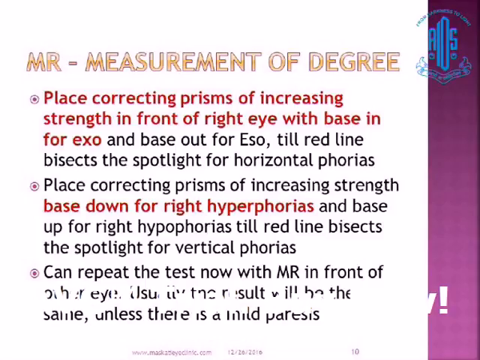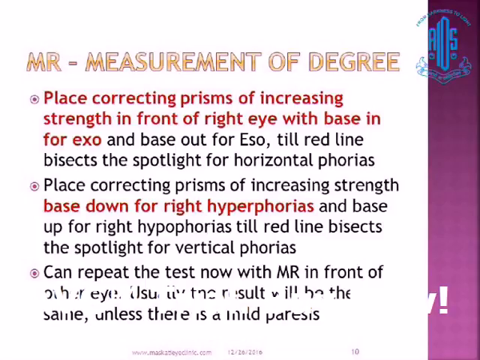In hyperphorias, you put prisms base down for a right hyperphoria. So this is something which you may have to memorize, but it comes with time. This is all that you have to remember, where in a hyperphoria to put it. So base down for right hyperphoria and base up for right hypophoria.